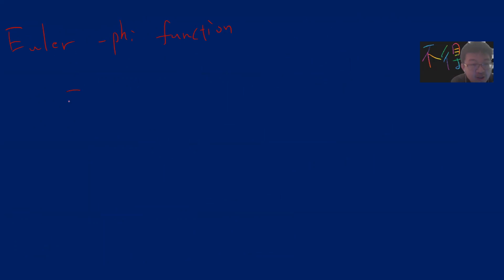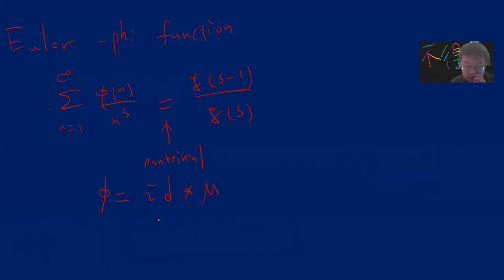Okay, and this is non-trivial, very non-trivial. The proof is zeta s minus 1 over zeta s. The idea is that in the previous video I proved the Euler function is the convolution of the identity and the Mobius function. So you can check this, it will give you this. Probably not very trivial, but you can try to do this.